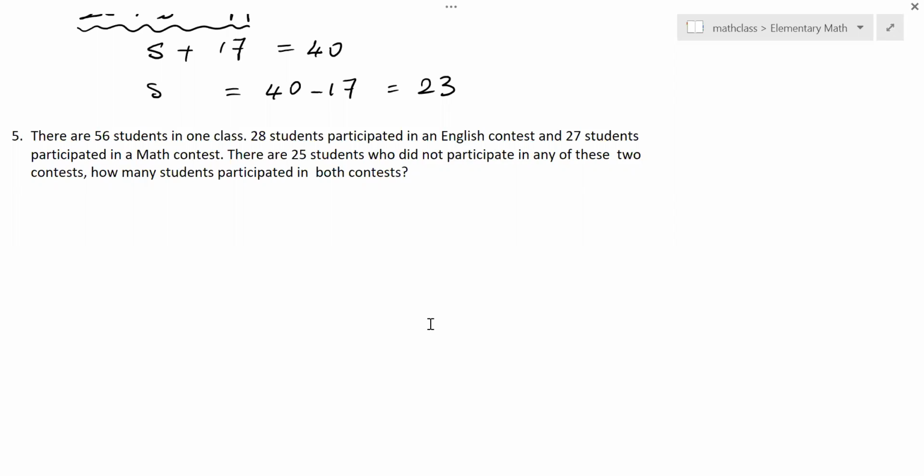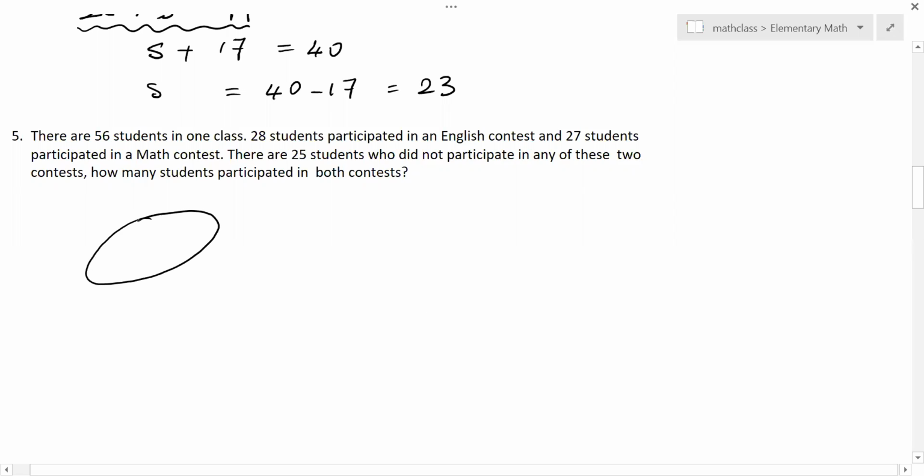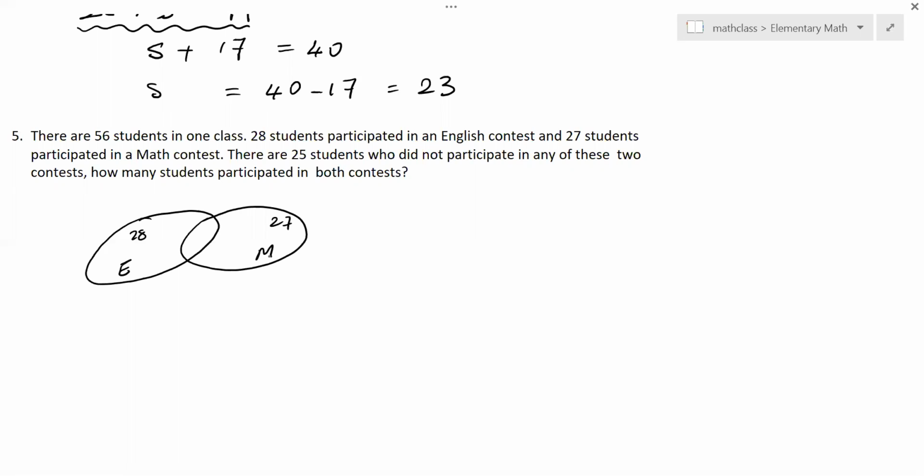Right, so it's a very similar problem, right? First of all, let's draw the picture. The whole class: the number of students participating in the English contest is 28. And we know that 27 students participated in the math contest. And there are 25 students who did not participate in either of these two contests. 25 is outside this group.